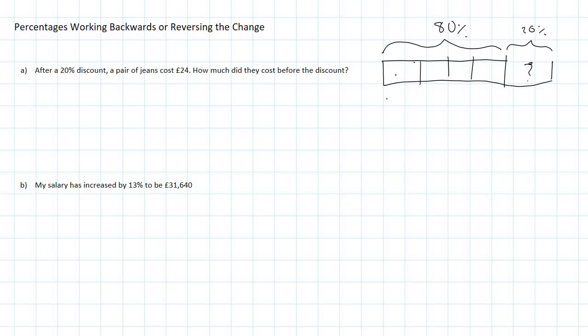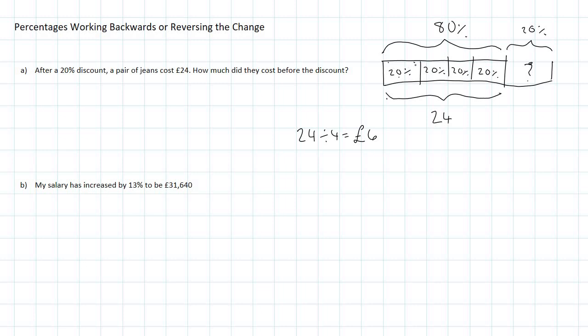Now this is terrible because these are all meant to be the same size. So that's 20%, 20%, 20%. You can see how that would make up the 80%. This is going to be 20% still. And this is £24. So each one of these 20% is going to be 24 divided by 4 equals £6.